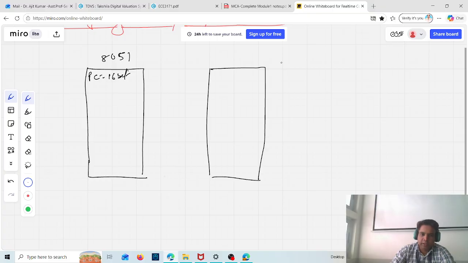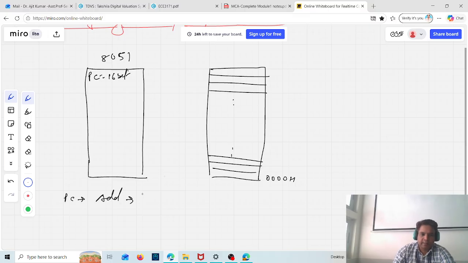We see here we have different locations, and each location has a different address. If I start from the lowest address, it will be 0000H. Why? Because PC points to the address, and the address size is 16 bit. We also know that the address bus size is 16 bit in 8051.